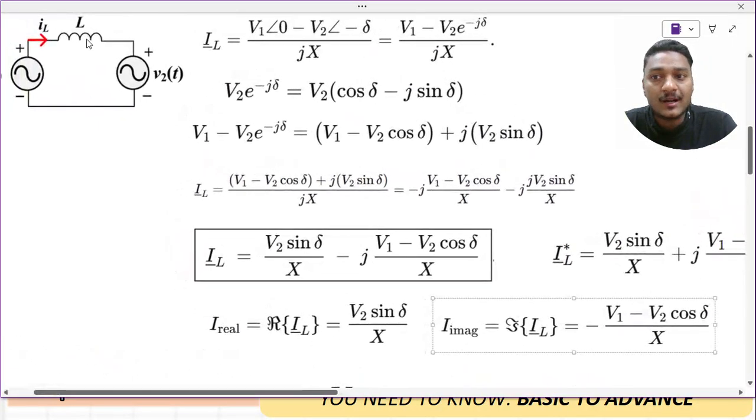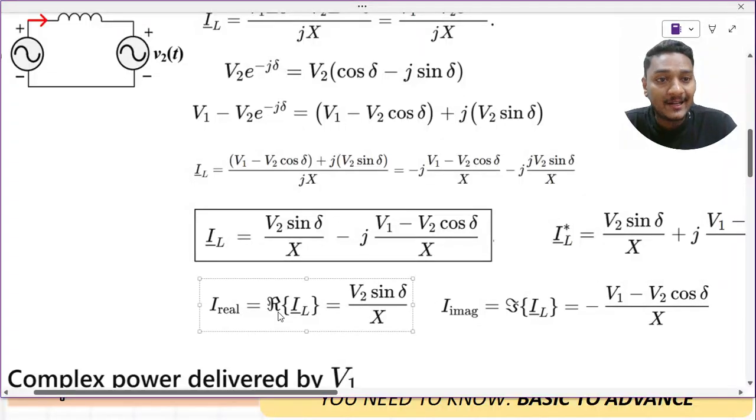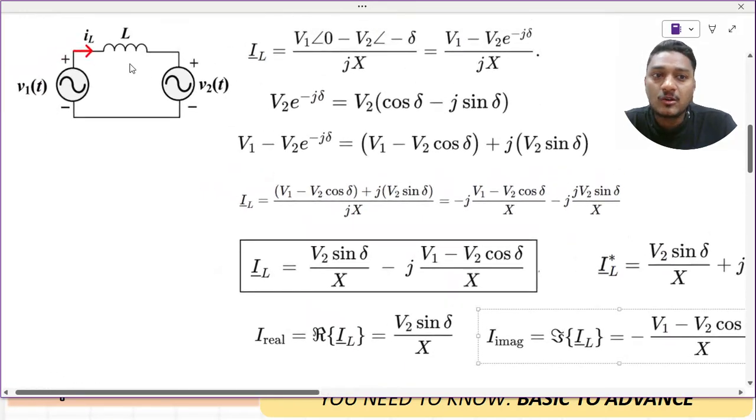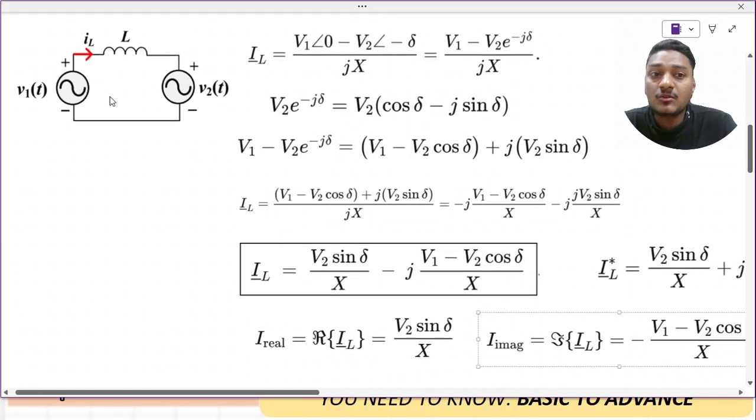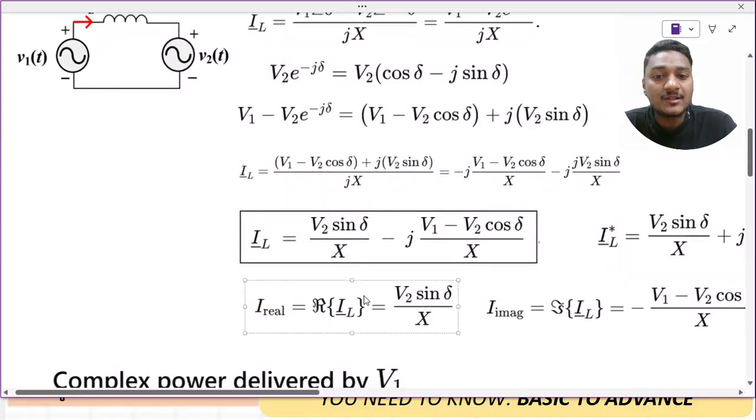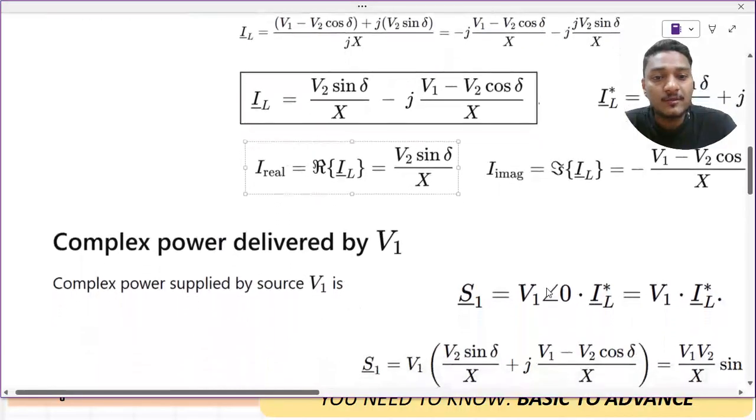Okay, so I know that the real component is associated with the active power and the imaginary component is associated with the reactive power. So the first thing we understood is that power will flow from higher angle to lower angle. Then we calculated the current flow, the real part of the current which is going to flow, and the imaginary part of the current which is going to flow.